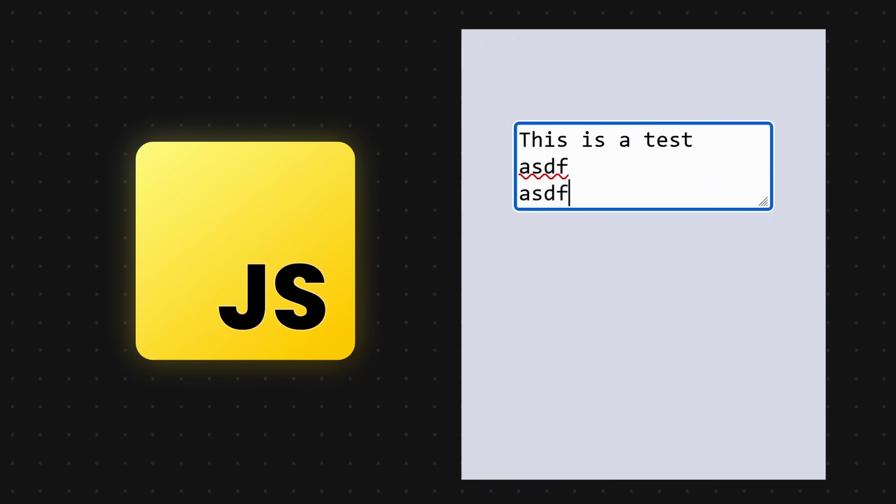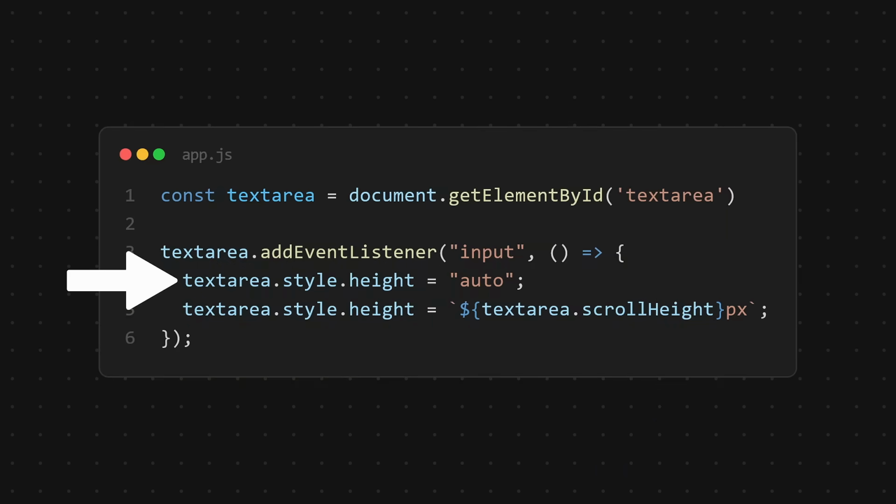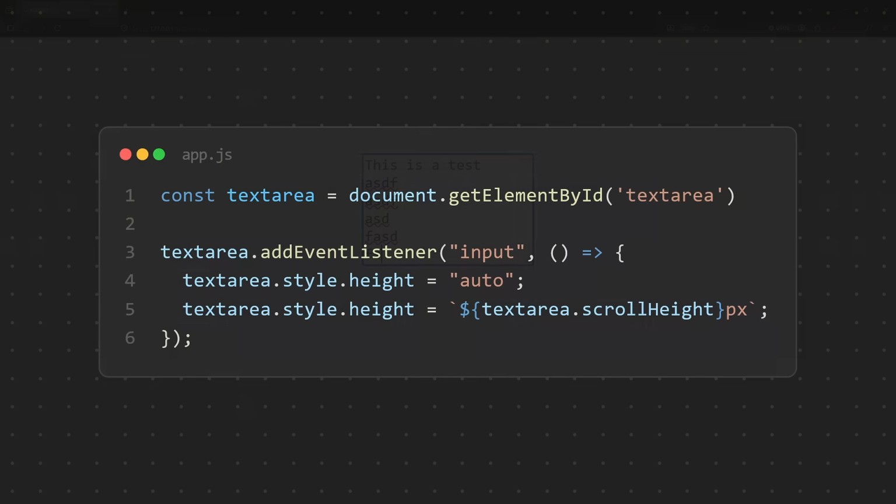They resized the text area with JavaScript. First, you reset the height of the text area to auto. This is important because otherwise the text area might grow when new text is added, but it will not shrink when the text is deleted. Then you read the scroll height of the text area. This is the actual vertical space the complete text content needs. And finally, you assign that measurement back to the text area as the new inline height.